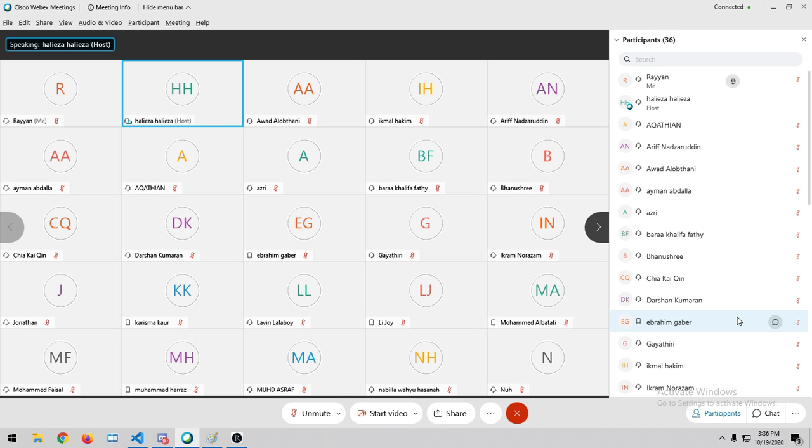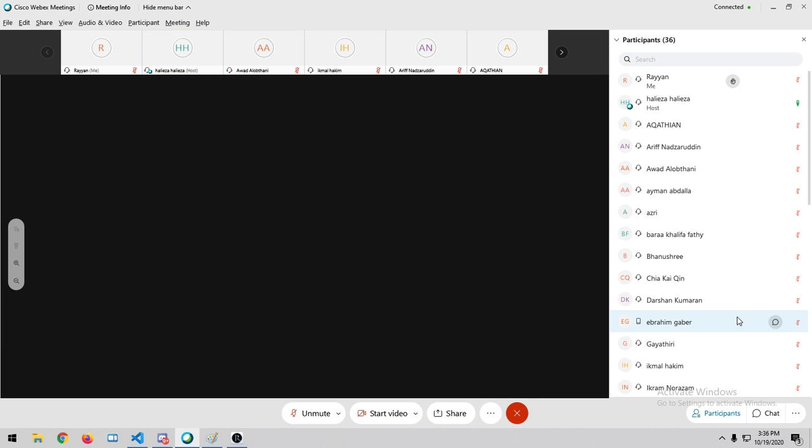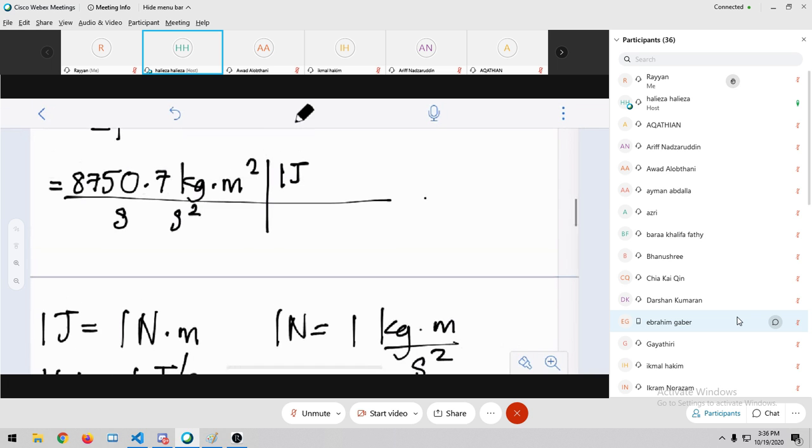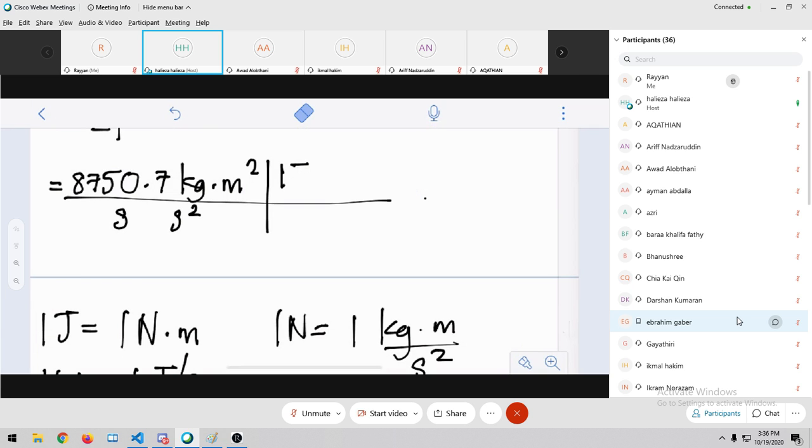I need to share my handphone. I think this is already 3:36. This is going to be our last example, quite a long one. Okay, how to get it into kilowatt?